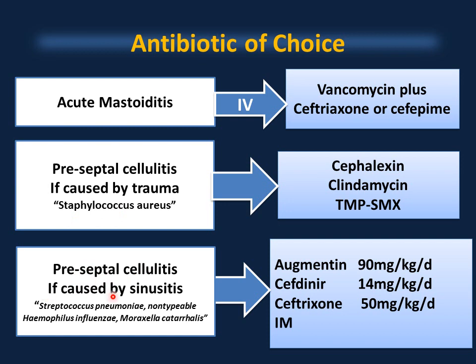If the preseptal cellulitis is caused by sinusitis, and you will know that from the history, it will be the same bacteria causing the otitis media: Streptococcus pneumoniae, non-typable Haemophilus influenzae, Moraxella catarrhalis. The antibiotics of choice, Augmentin, 90 milligram per kilo per day, you will use the high dose, cefdinir 14 milligram per kilo per day, or ceftriaxone.